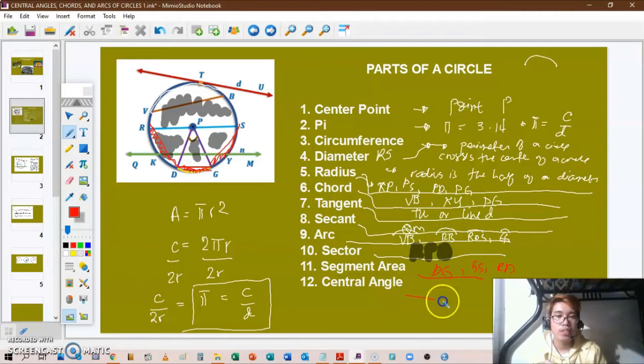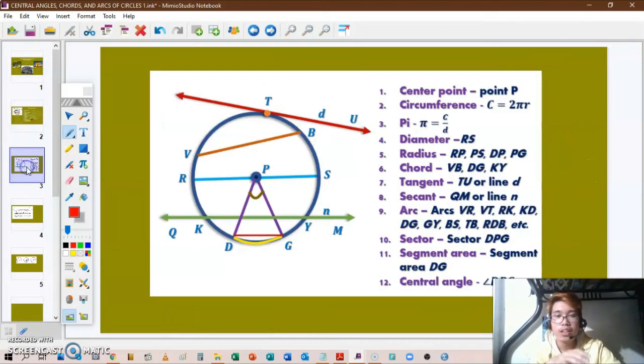And then lastly we have the central angle. For this figure there's only one central angle, so it's DPG. So that is our central angle. Another central angle could be GPS. If you draw here an angle, there you go, we have here a central angle. A central angle is an angle that emanates or comes from the center of a circle.